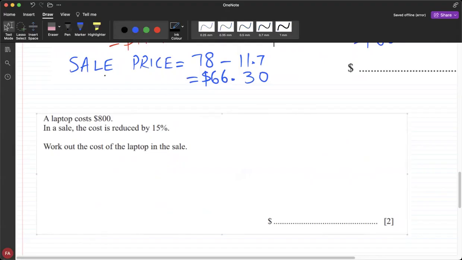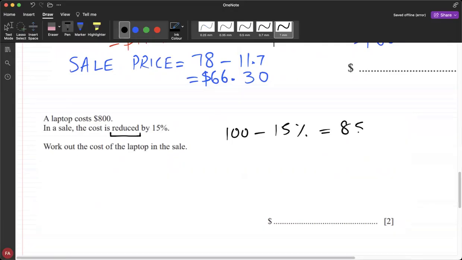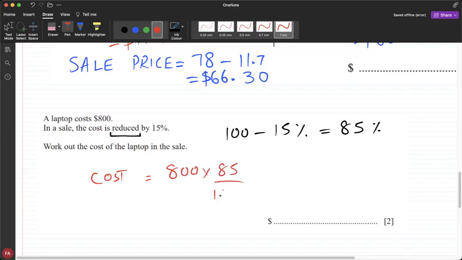The question reads, a laptop costs you 800 bucks. In a sale, the cost is reduced by 15%. I can see that it says reduced. That clearly indicates that it has to be 100 minus 15%. That means I should be paying 85% at the counter. If that is the case, we can say that the cost of the laptop is going to be 800 times 85 over 100. This should end up giving you 680 as my final answer.